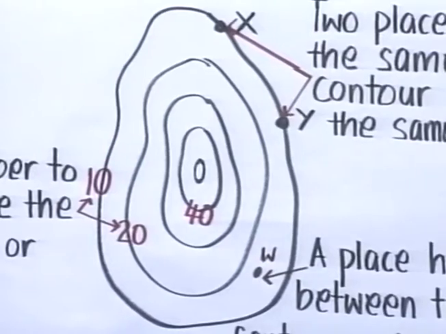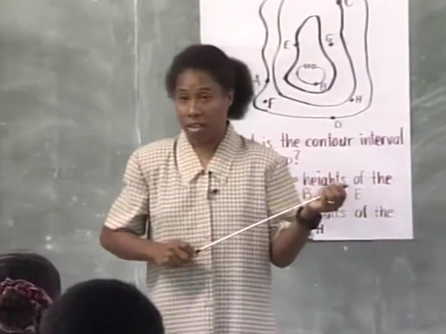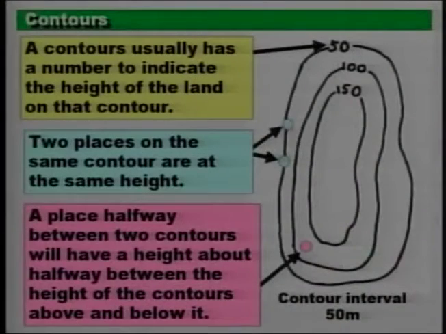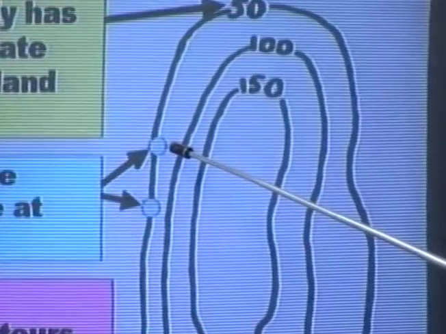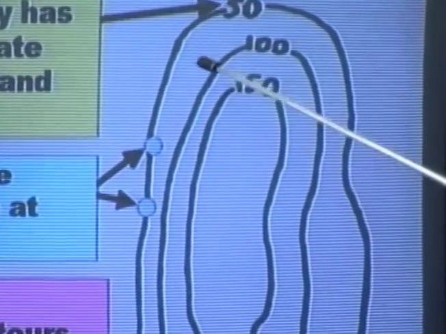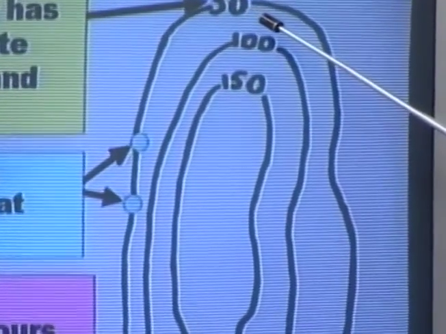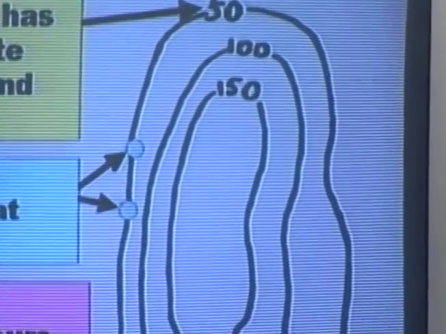We're looking at the same information now from the monitor, going over again what I have just looked at. A contour usually has a number to indicate the height of the land on that contour. So we have 50 meters, 100 meters, 150 meters, all of which show the height of the land above sea level. Two places on the same contour are at the same height. Say, for example, this point and this point are both on the same contour. Therefore, both of them will have a value of 50 meters, above sea level.